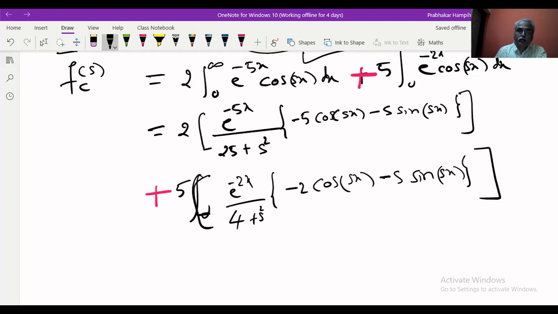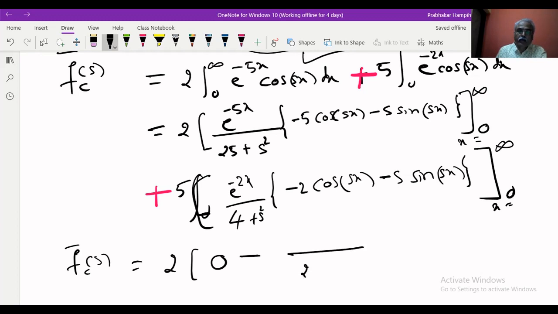So this also 0 to infinity, so wherever x is there, x equal to infinity, e raised to minus infinity. So function first I'll put here 2 times, upper limit 0, e raised to minus infinity, lower limit minus of 25 plus s square, e raised to 0 is 1, into flower bracket minus 5 remains, minus 5 into 1 remains, and this becomes sine 0.